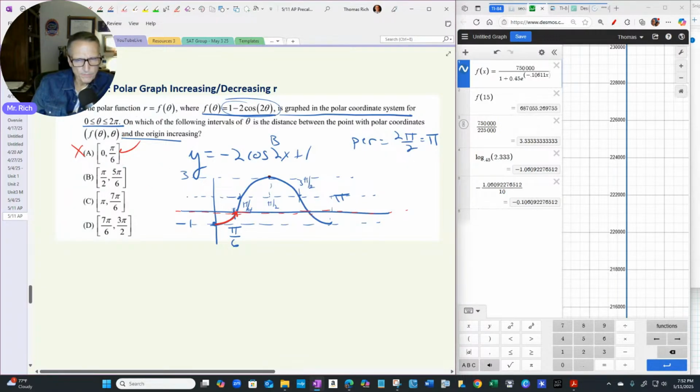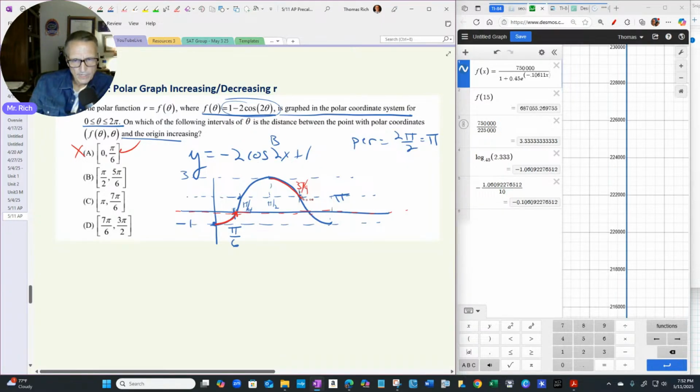Now, pi over 2 would be here. Pi over 2, and then coming down to 5 pi over 6. If that's 3 pi over 2, no, that's not 3 pi over 2. If that's pi over 4, that's pi over 2. Sorry, that is 3 pi over 4 and then pi. All right, you guys didn't catch me on that one. I thought for sure I'd see somebody comment on that.